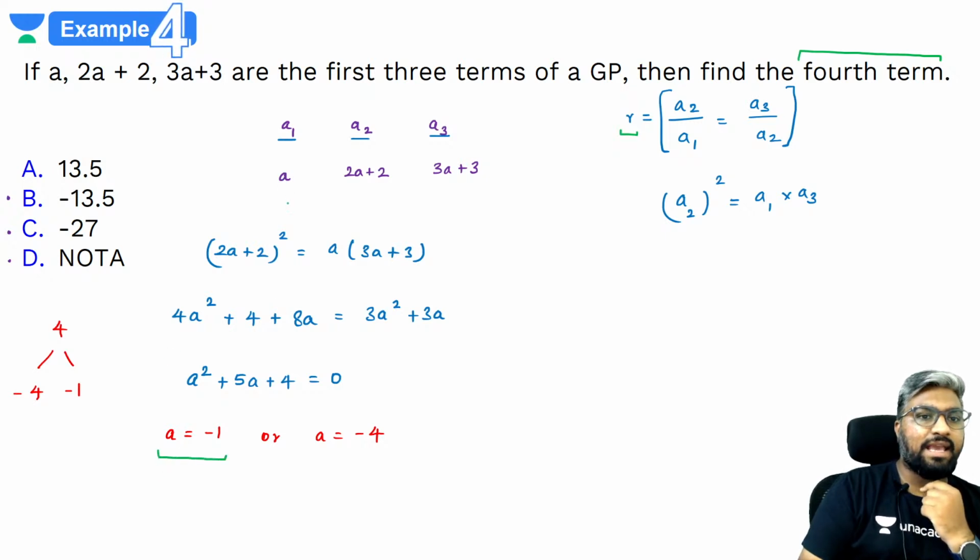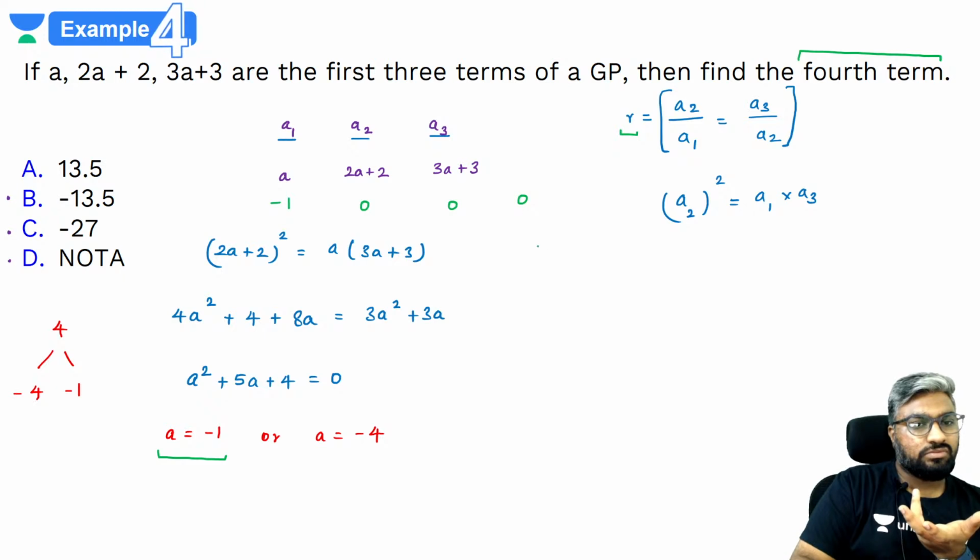ठीक है? If A is minus 1, then A2 क्या हो जाएगा? minus 2 plus 2 0, है ना? A2 क्या हो गया? 2 into minus 1 is minus 2, minus 2 plus 2 0. A3 क्या हो गया? 0. तो A4 क्या होगा? 0. Yes, but there is a problem here. यहाँ पे एक प्रॉब्लम है.